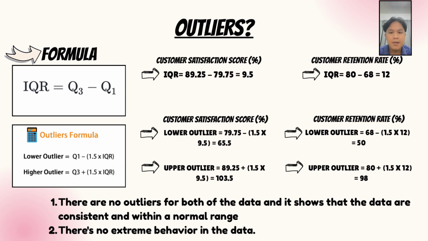So this is the calculation to find the outliers. After the calculation, we assume that there is no outliers for both of the key metrics, and this shows that the data are consistent and within a normal range. So there is no extreme behavior in the data.